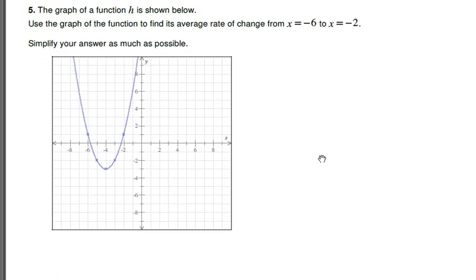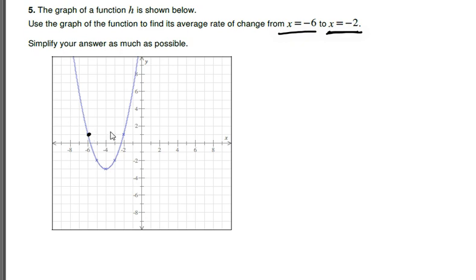Wanted to go over this problem just because this is a particular situation you might come across. So once again, this is our formula. This is our graph showing our relationship. We're asked to once again find the average rate of change of this function from -6 to -2.